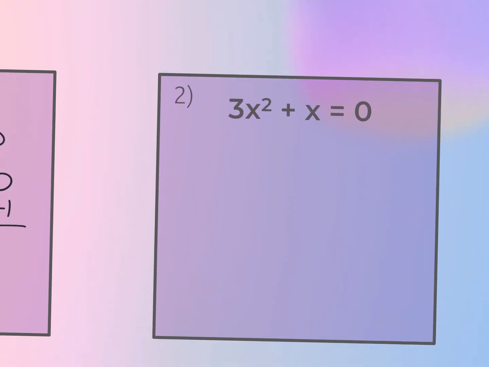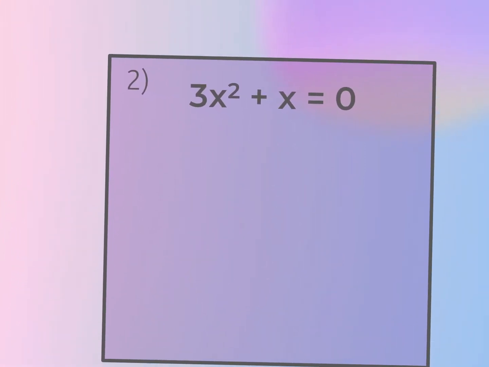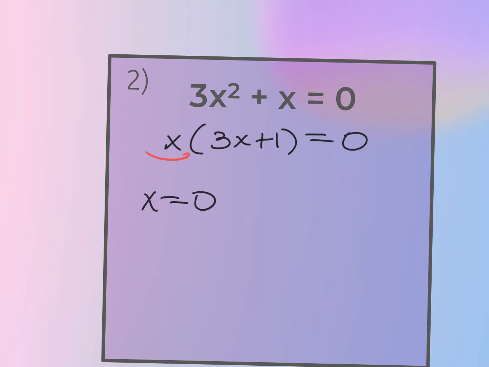This is not the difference of two squares. However, what I can do here is factor out a GCF. And my GCF is going to be x. So let me go ahead and factor the GCF out. I'm left with 3x plus 1. And now I set each term equal to 0. So I set the GCF equal to 0. And then I set what's in the parentheses also equal to 0.